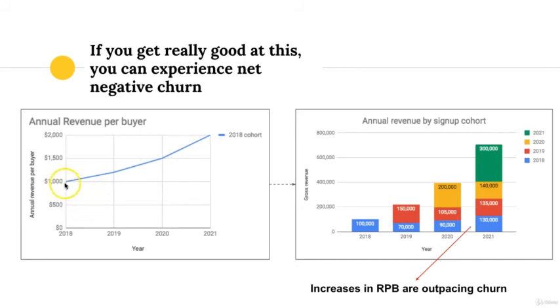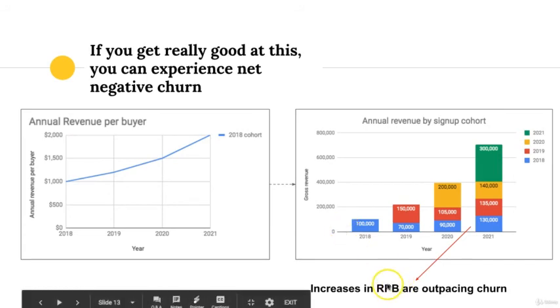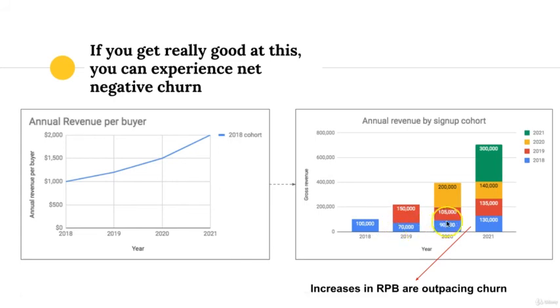So let's say you have a cohort and you're increasingly getting better at monetizing it, and your average revenue per buyer is going up. You can actually start to outpace churn and generate more revenue from this cohort over time. So of the people that are retaining here, they are increasingly more valuable, and so your cohort as a whole is worth more to you than it originally was, which is really great for growth, as you can see from this graph.